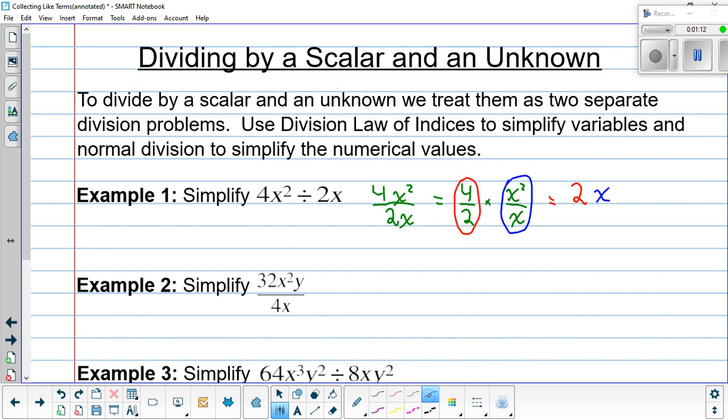So, next one we look at, 32 divided by 4, we get 8. And then we have x to the 2 minus 1, y. So we get 8xy.